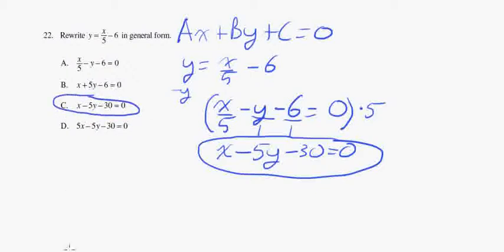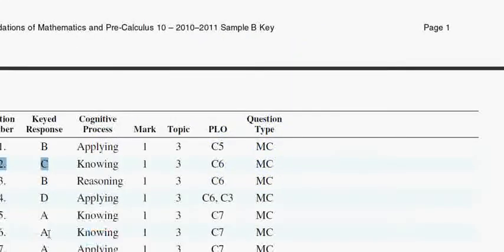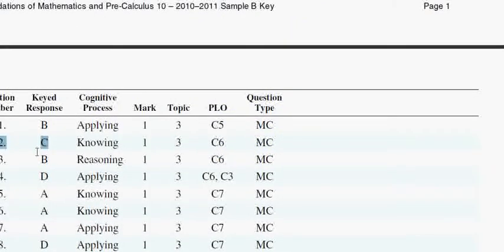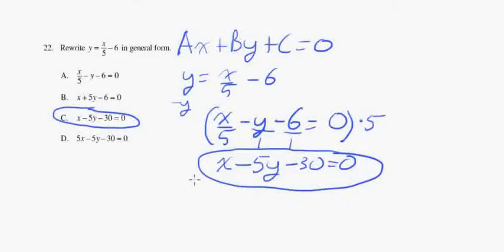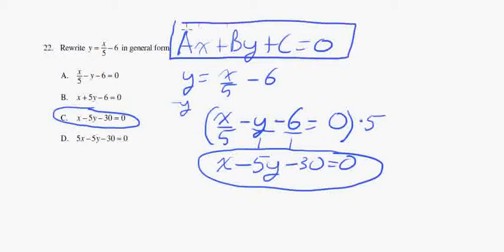And let's check, make sure we are doing this correctly, since we have the answer key with us. 22 is C. So that's correct. Now remember, for lines in general form, no fractions, integer coefficients, and x has to be in front.